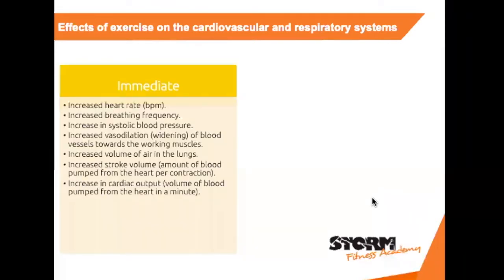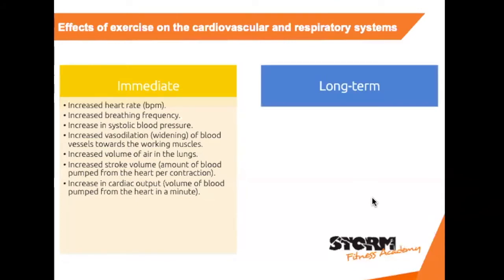Okay, so heart rate, breathing rate, your systolic blood pressure goes up because it's going to have to contract more forcefully. You get something called vasodilation. That's where your blood vessels open up to allow more blood to go through. The volume of air goes up in the lungs. Your stroke volume goes up. Now, your stroke volume is the amount of blood that gets pumped out of your heart with one contraction. So, it can mean anything from like 50 milliliters to 75 milliliters. Increasing cardiac output, and that is the volume of blood that's pumped in a minute. So that would be your stroke volume times your heart rate, basically. So the volume of blood that's pumped within a minute.